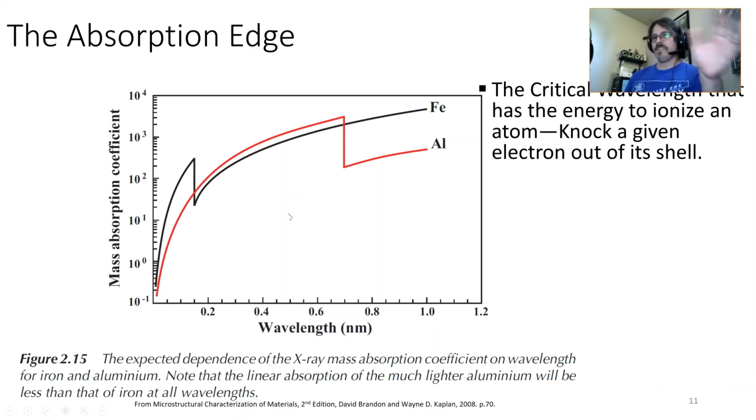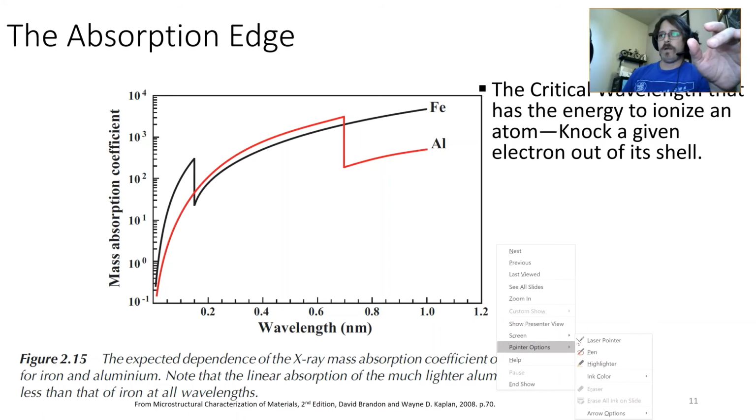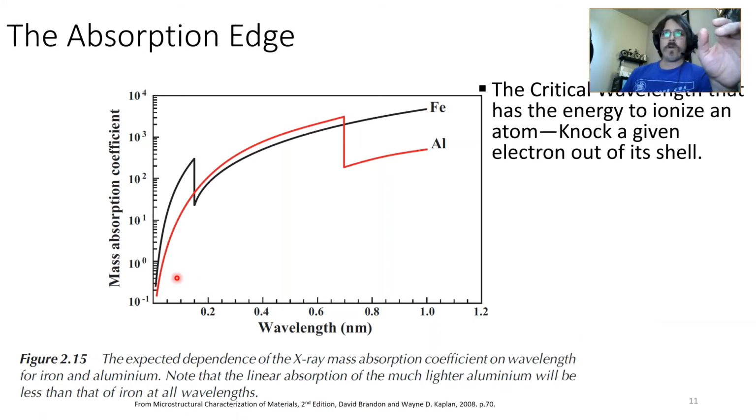I'm going to explain it on this slide, then I explain it again on another slide using a figure from Cullity, but let me get my laser pointer. So for iron, which is the black line, and aluminum, which is the red line, they have different absorption edges, and I believe this is K. It didn't specify, but I'm guessing just by the energies it's K. So your mass absorption coefficient is going up, going up as your wavelength increases, right?